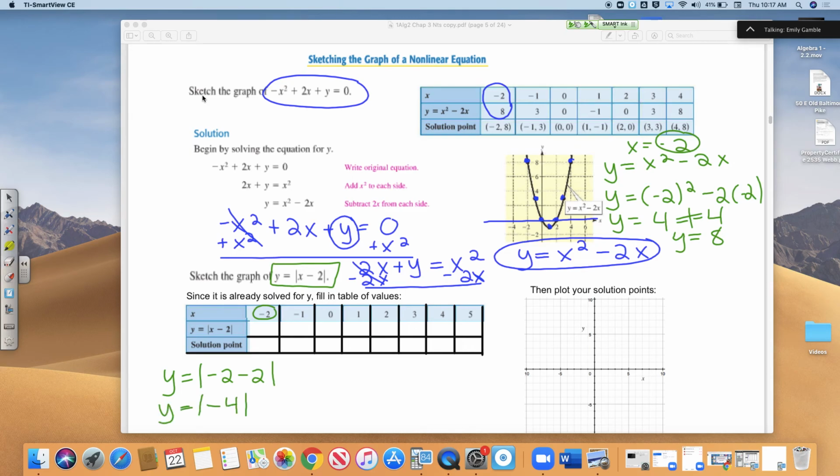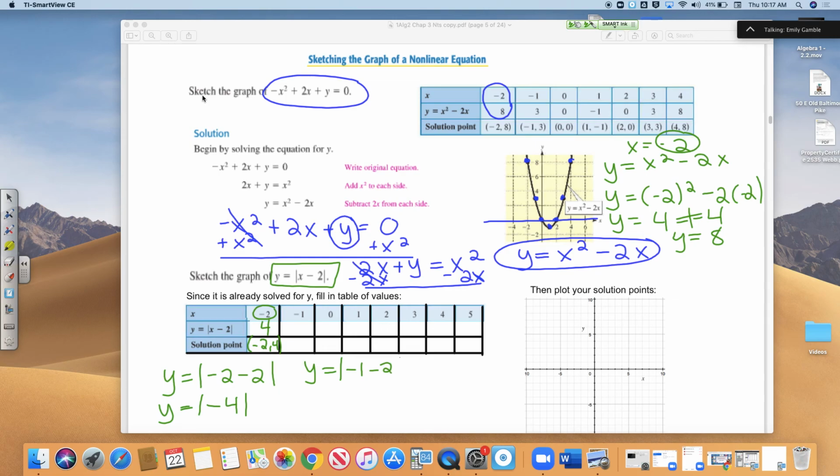And what's the absolute value of -4? 4, positive 4. So this would be 4. And then your solution point would be -2, 4. All right, we would do it again for -1 if we had to do this by hand.